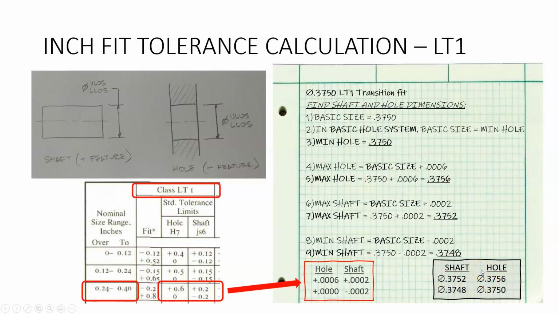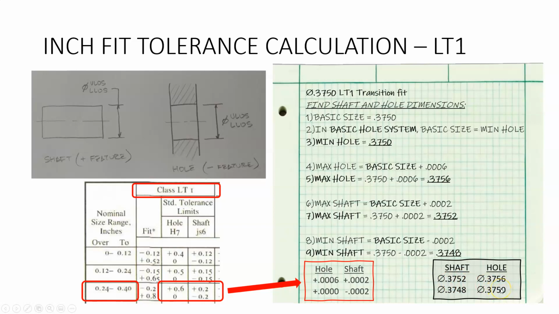Now, before we move on, let's just take a look at this. So, if we produce a shaft that has a diameter of 0.3748, it will always be smaller than any hole that we produce. Right, 0.3748 is always less than 0.3750. But if we produce a shaft that has a diameter of 0.3752, it will create a slight interference fit with any hole produced that is less than 0.3752. So 0.3750, interference fit.